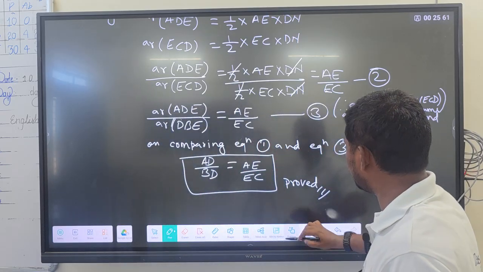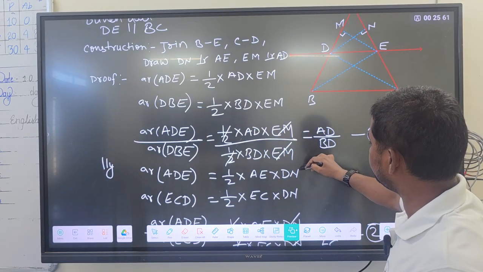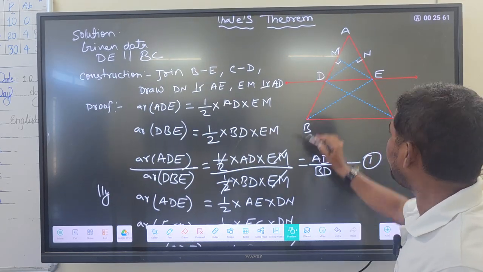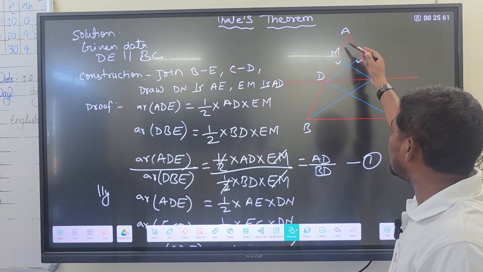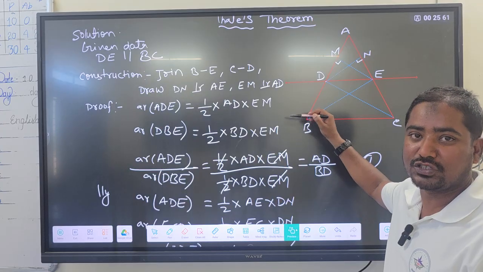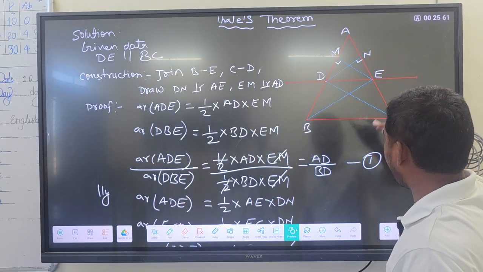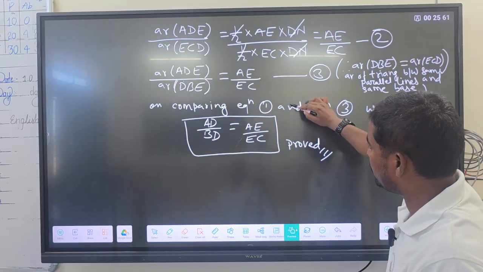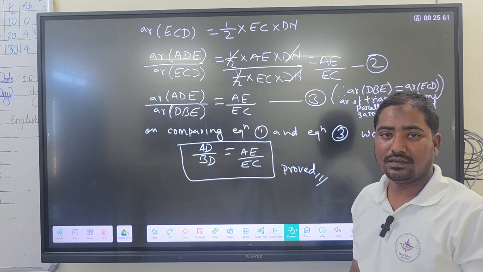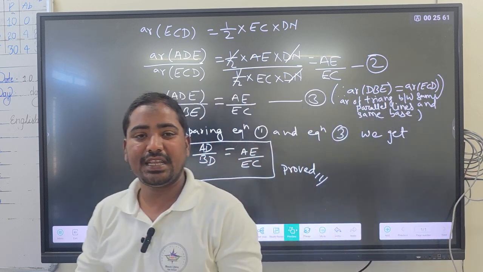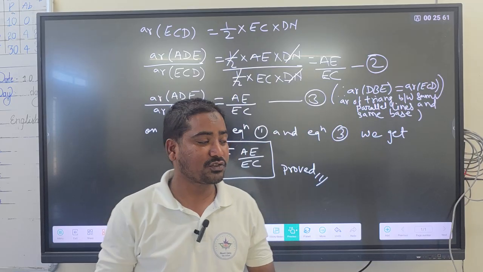You can see here, students, at the beginning only I told you that if a line is drawn parallel to one side of a triangle, it divides the other two sides in the same proportion. That is, AD upon DB is equal to AE upon EC. Same result we got. AD upon BD is equal to AE upon EC. This is called BPT, basic proportionality theorem, and sometimes it is called Thales theorem also.